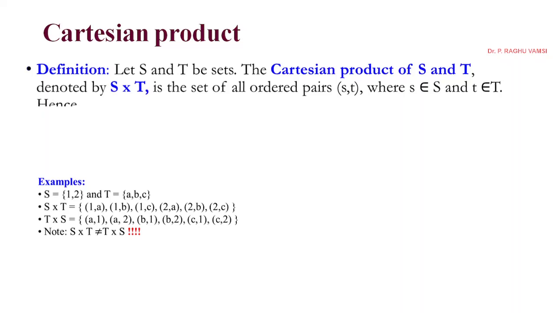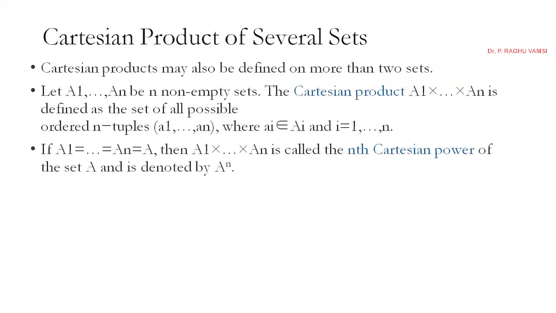If you look at here, S cross T: (1, A), (1, B). But in case of T cross S: (A, 1), (B, 1). Right? So here the pair is different. The ordering of the pair is different. That is the reason, note that S cross T is not equal to T cross S. Right? Next, Cartesian product of several sets.